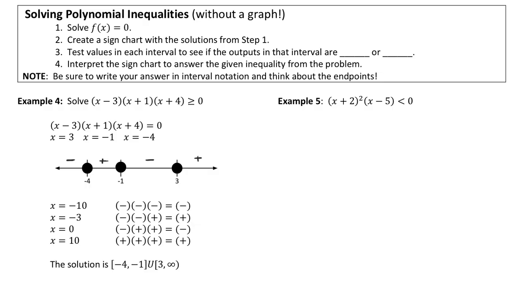The actual question here asked me to find out where the graph was greater than or equal to 0. Meaning I was wanting this section and this section where the graph was greater than, but also equal to the x-axis. So my solution set is the interval from -4 to -1 or from 3 to infinity. Because those are the two that I highlighted in my sign chart.